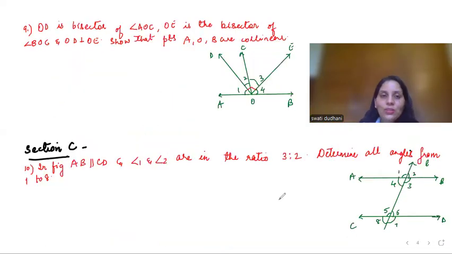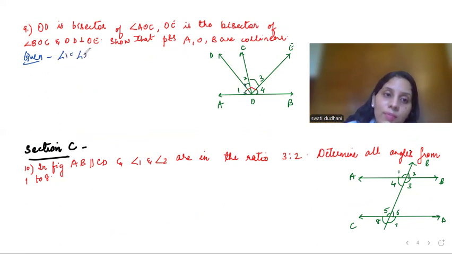Now moving on to the next one. OD is the bisector of angle AOC. OE is the bisector of angle BOC. And OD is perpendicular to OE. So OD is the bisector of angle AOC. Let us first write given AOC. Where is AOC? This one. OD is the bisector, means 1 is equal to 2.